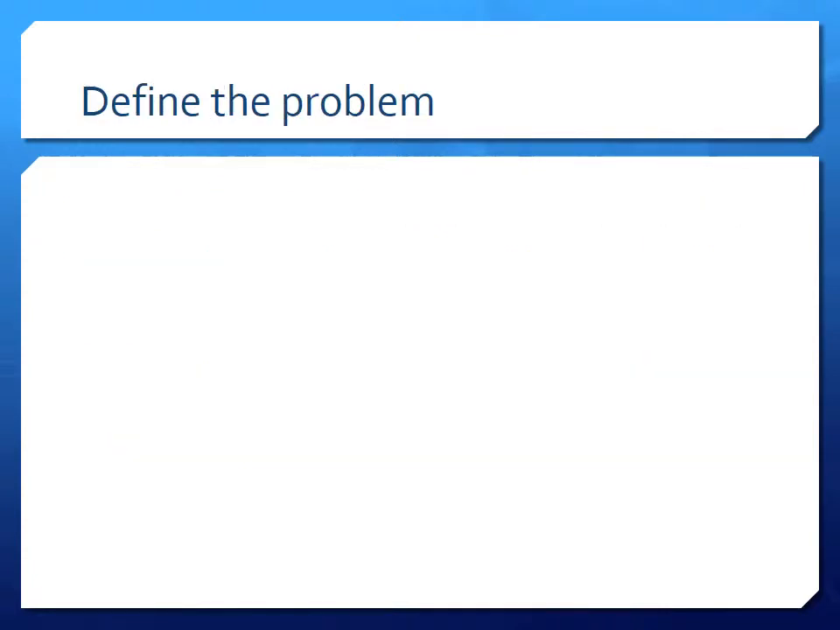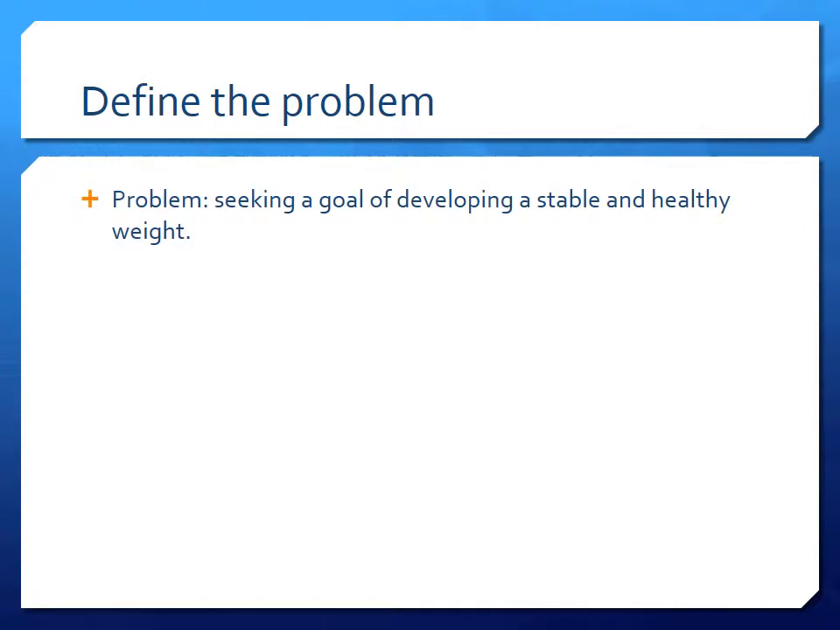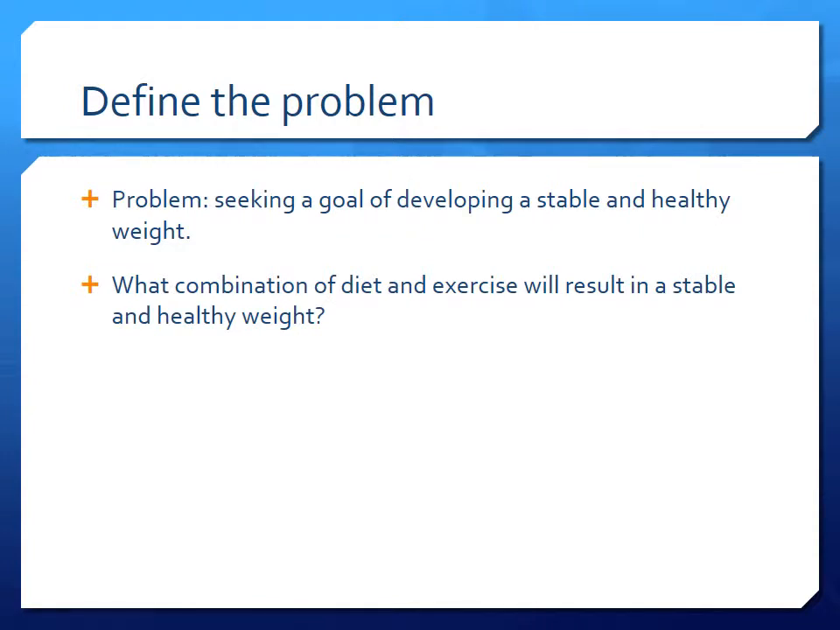So let's talk about defining the problem. In this case, in our example, I'll state the problem as seeking a goal of developing a stable and healthy weight. Okay, so that might seem like a simple enough goal. Questions: what combination of diet and exercise will result in this stable and healthy weight? And by the way, what is this healthy weight that we're trying to reach? These are all questions that can be answered by a model.